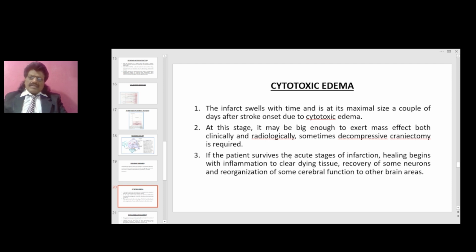If the patient survives the acute stages of infarction, healing begins with inflammation to clear dying tissue, recovery of some neurons and reorganization of some cerebral function to other brain areas.